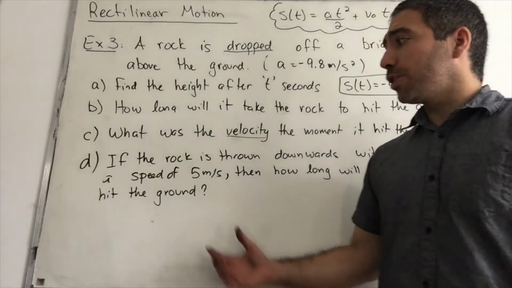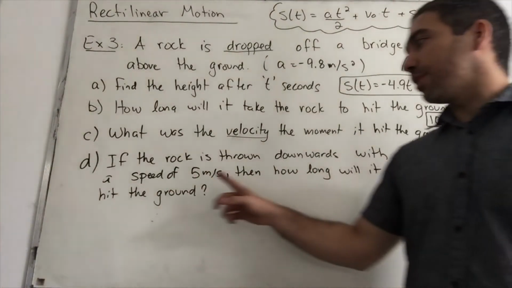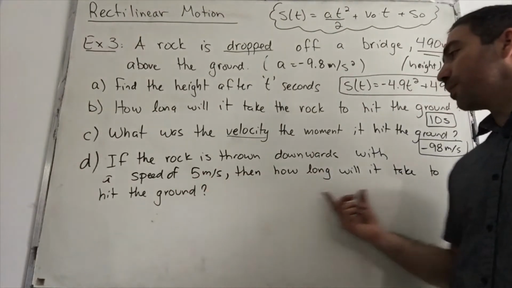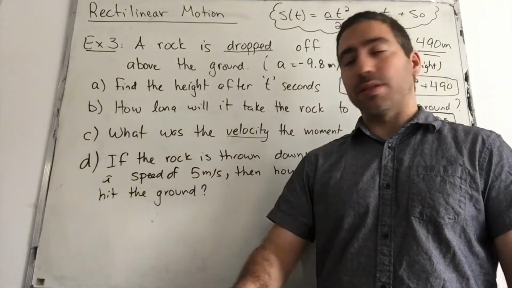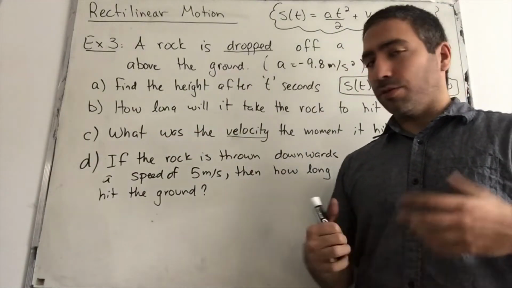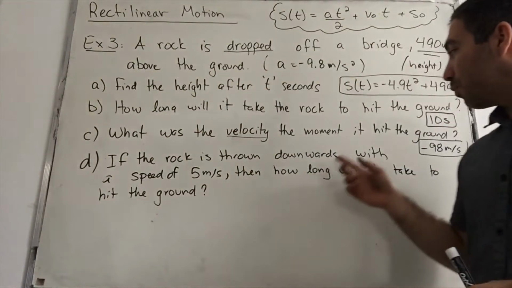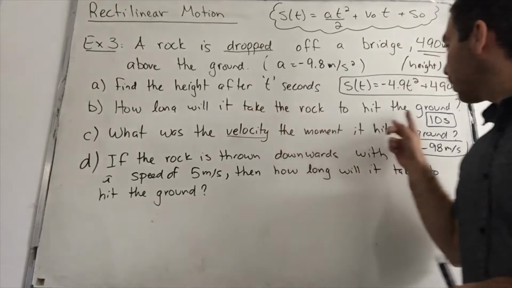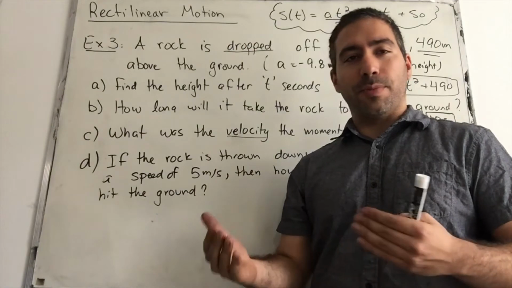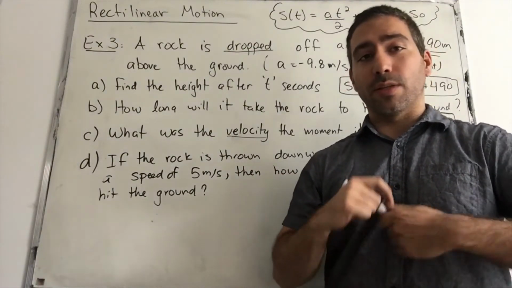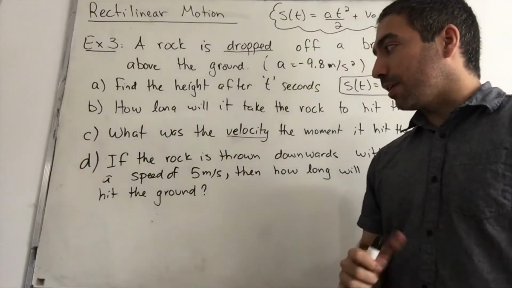So the next part of the question says, if the rock is thrown downwards with a speed of 5 meters per second, then how long will it take to hit the ground? So instead of dropping it, we're throwing it downwards now. So how does this change and what do we expect the time to be? Well, by releasing it, we know that the time took 10 seconds to hit the ground. So by throwing it downwards, we would expect for it to be less than 10 seconds. So let's go ahead and see if we could find the answer.